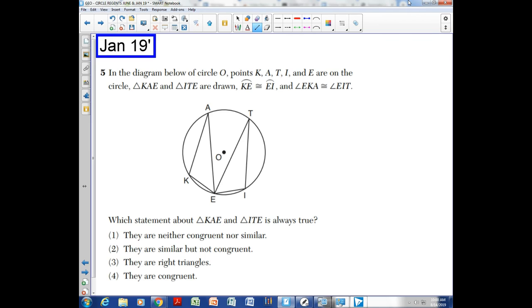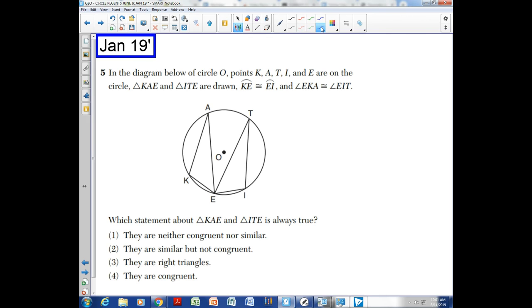And then as I skim through the answers, I could see they're really asking, well, are they congruent? Are they similar? Are they right triangles? Are they neither? Okay, so I'm going to go back and reread my given information and start marking up this triangle and see what information I can become sure of.